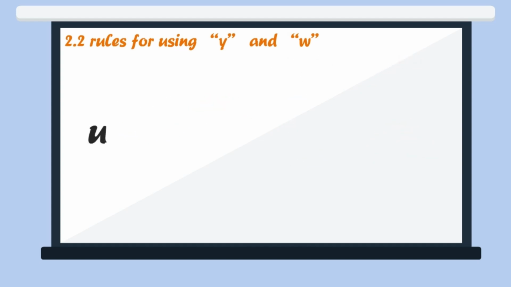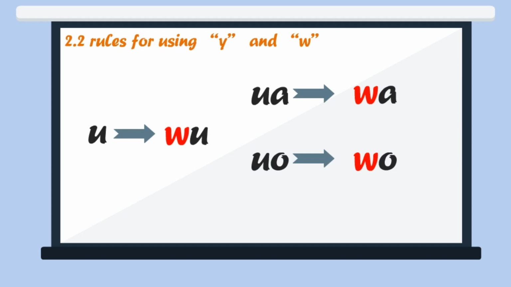When u is a syllable by itself, it's written by adding W before u. When a syllable begins with u, for example, wa, wo, it is written by replacing u with W.